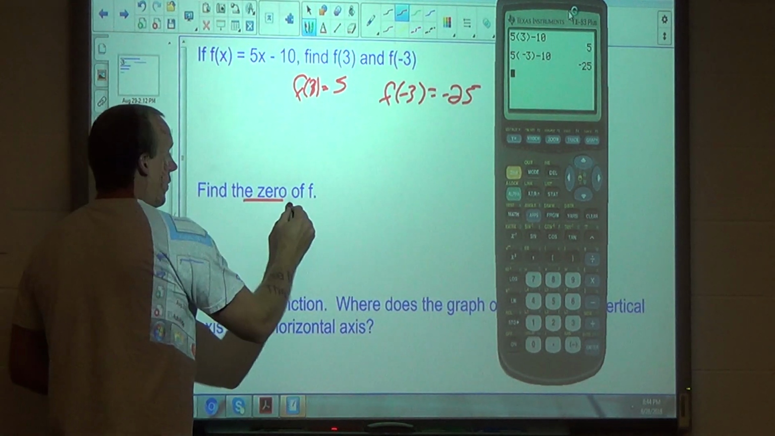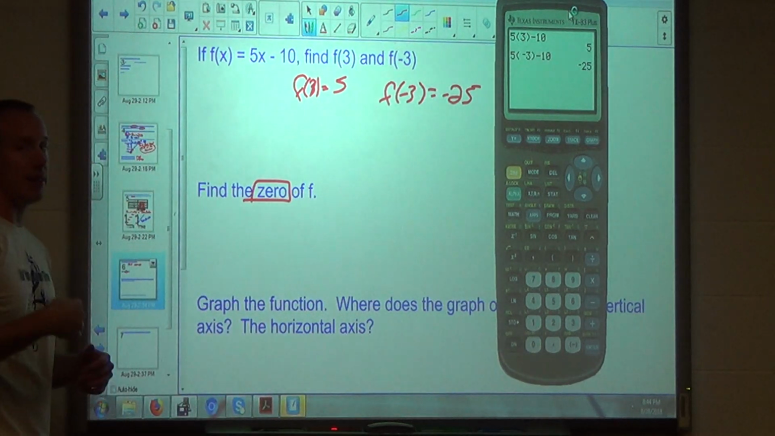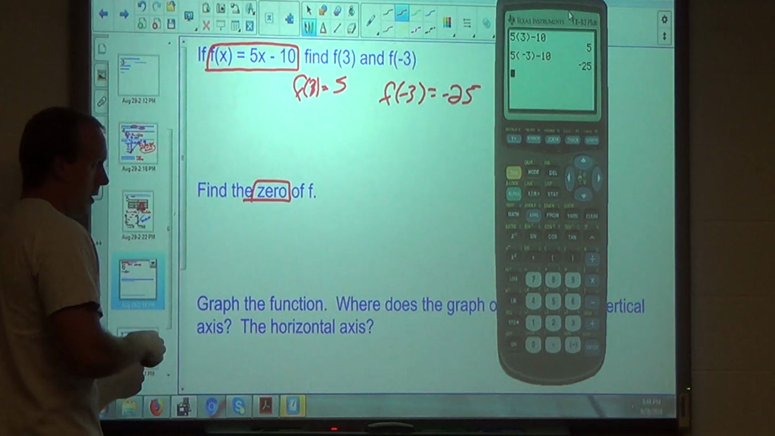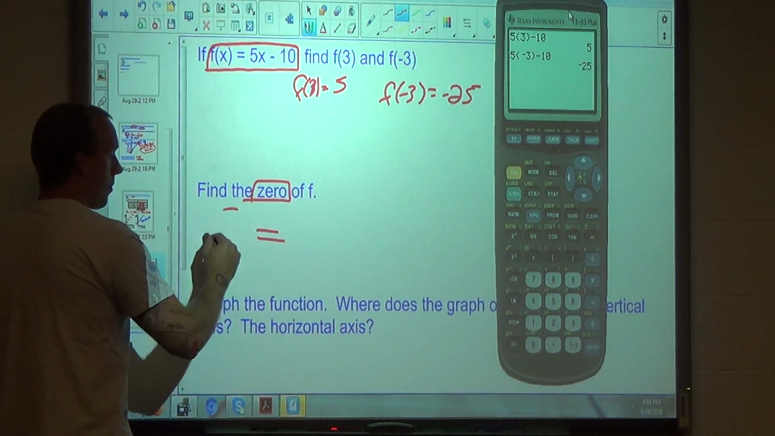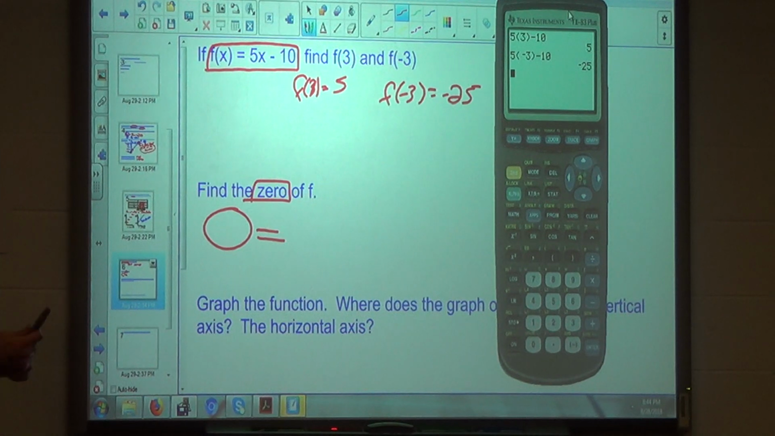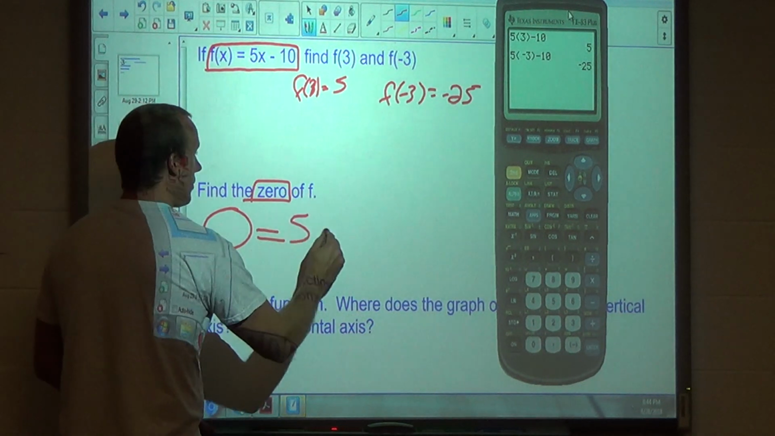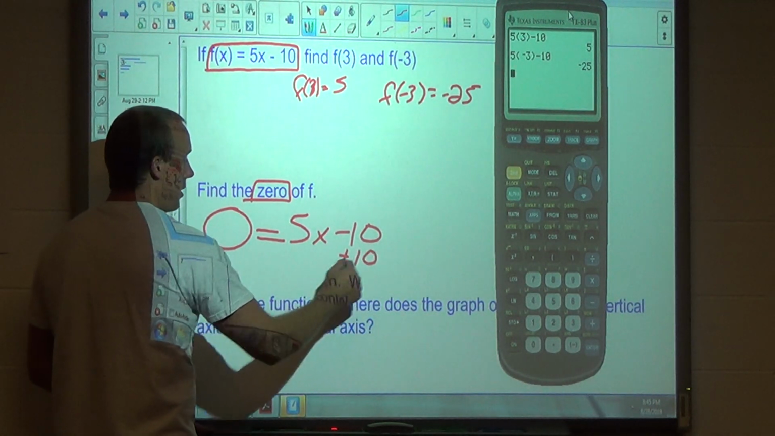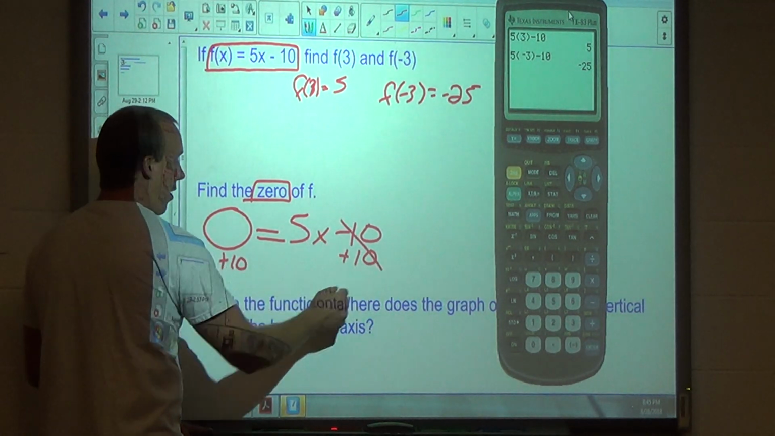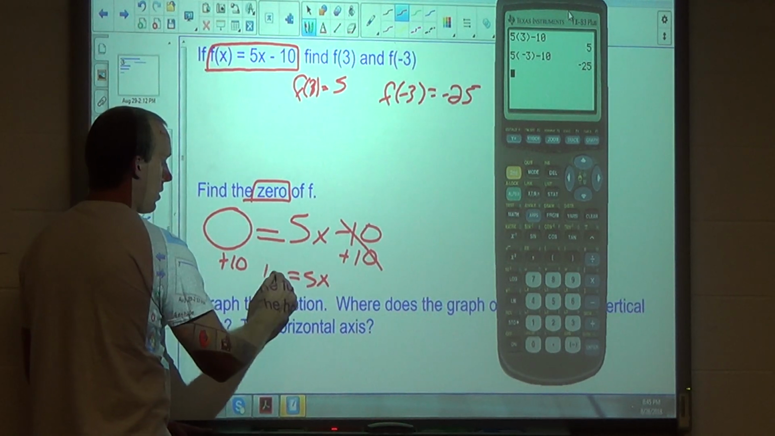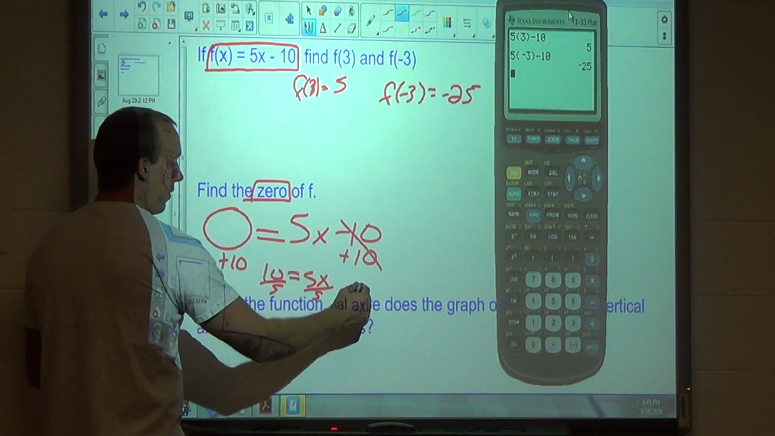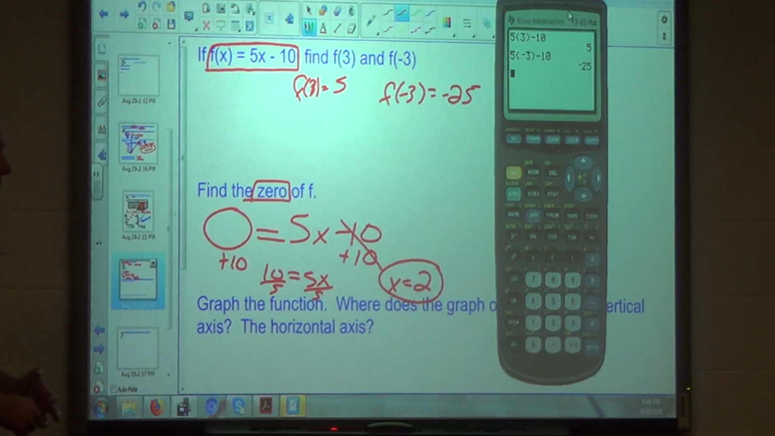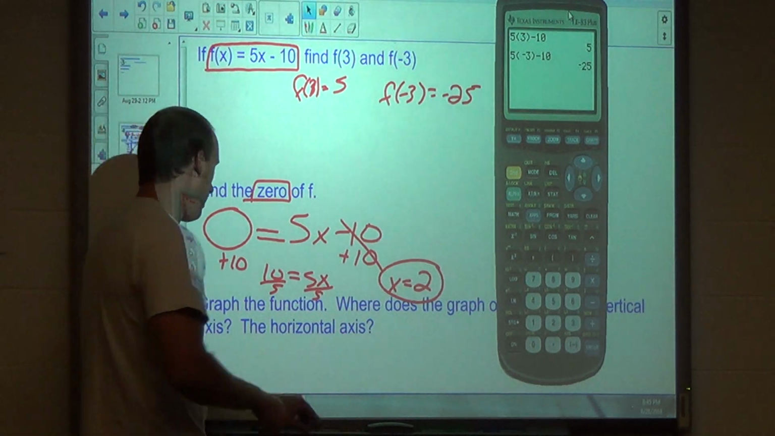Okay, find the zero of the function. We did that a ton last year. If you're trying to find the zero of the function, what do I do to my equation? I set it equal to 0. And then solve. So how do I solve this algebra problem? I add the 10 over, and then I get 5x equals 10, and then I divide by 5, and I get x equaling 2. Okay, so 2 is the zero of the function.